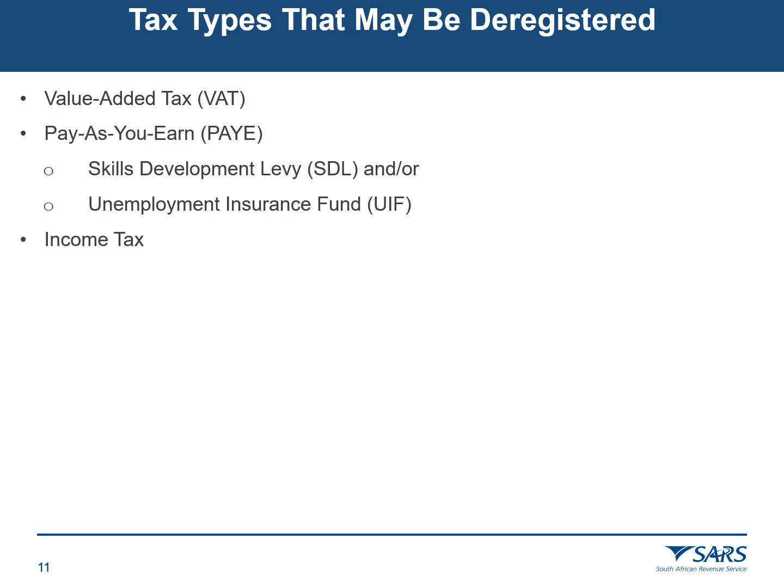What tax types may be deregistered? Value-added tax, pay-as-you-earn, skills development levy, the unemployment insurance fund, and income tax.